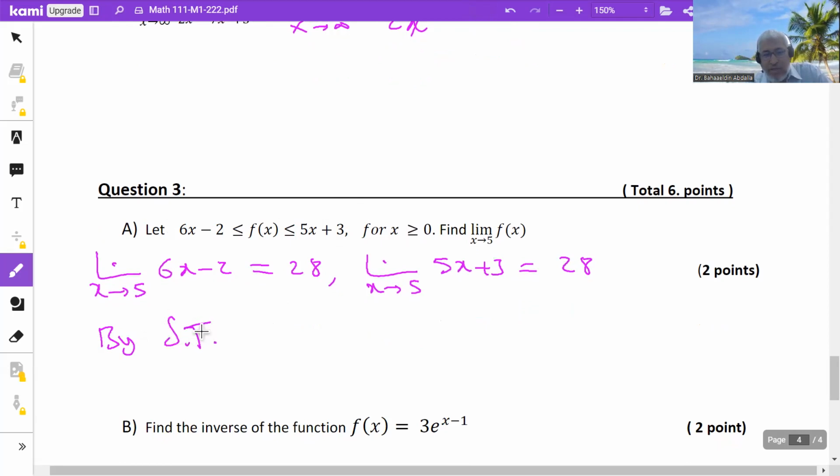So by the squeeze theorem, the limit of the polynomial in the middle, when x approaches 5, has to equal the same limit, which is 28.